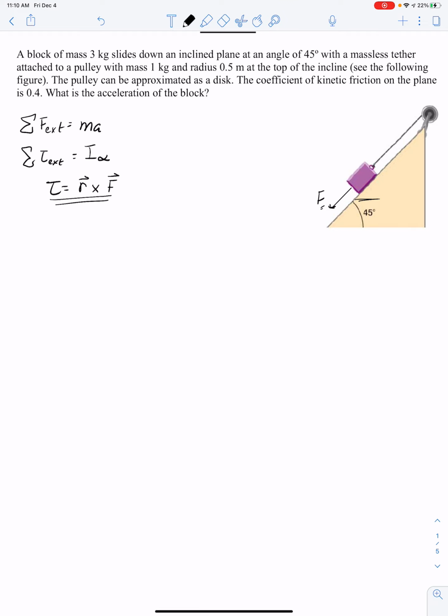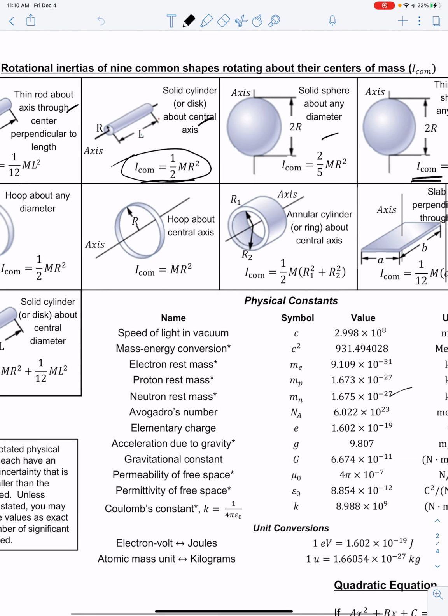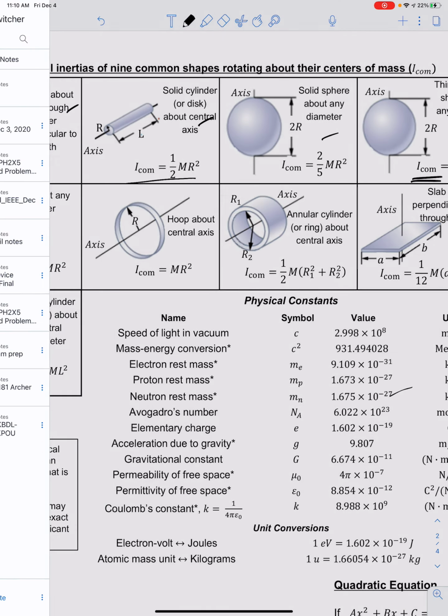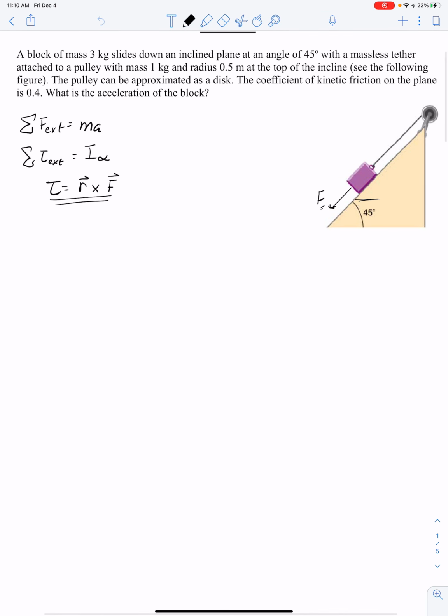It says that the pulley can be approximated as a disk. So looking at the moment of inertia of a disk, this is important. The reason why they describe this to us is so we can find the moment of inertia. And the moment of inertia is 1/2 mass times r squared. So we write it down: moment of inertia, 1/2 mass times r squared. Okay, so we have identified most, if not all, of the physics that are important.